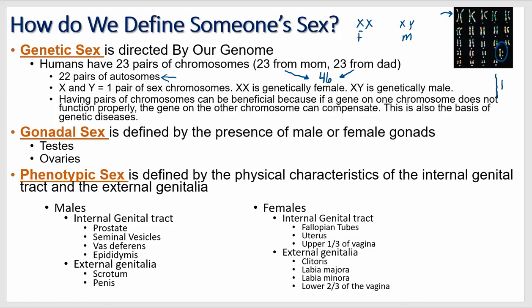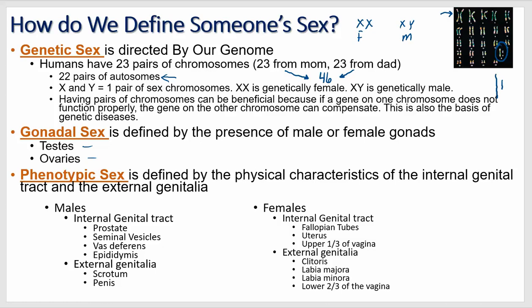Okay, so normally that will translate to the next one, which is gonadal sex, which is the presence of male or female gonads. A male will produce testes and a female will produce ovaries. Those are the gonads, the testes or the ovaries. And then there's phenotypic sex. Phenotypic sex is defined by physical characteristics of the internal genital tract and external genitalia.